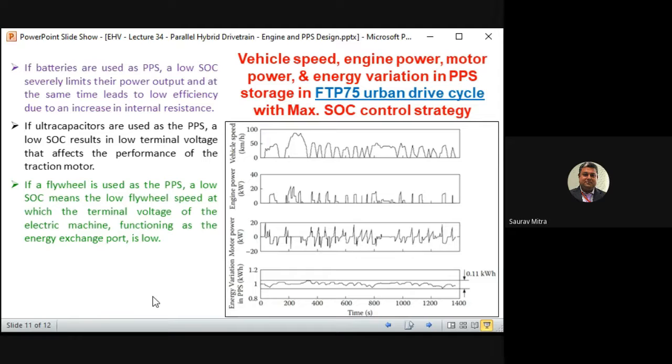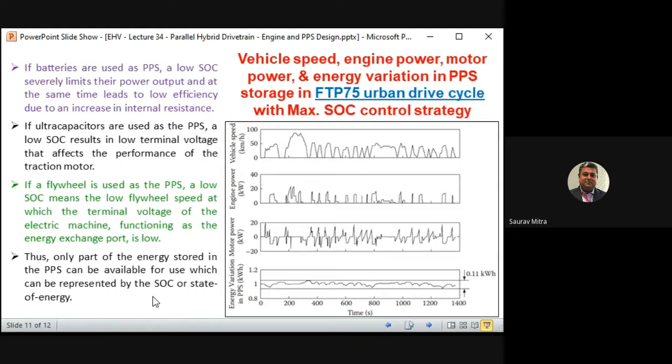So these are different technology comparisons. Ultra capacitor, flywheel, all those things can be used as a separate PPS source. So only part of the energy stored in the PPS can be available for use, which can be represented by the SOC or state of energy.